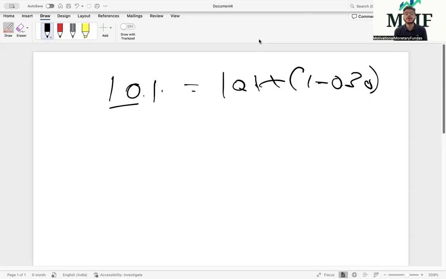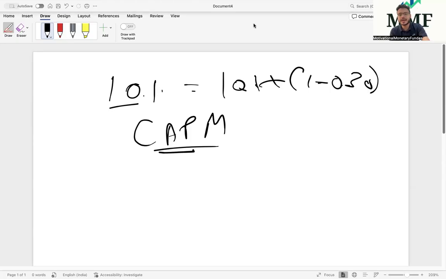But cost of equity is something that we need to understand, because cost of equity is something which is not complex, not difficult, but a bit tricky. Right? There is a specific formula to calculate the cost of equity, and that formula is derived from the CAPM model.